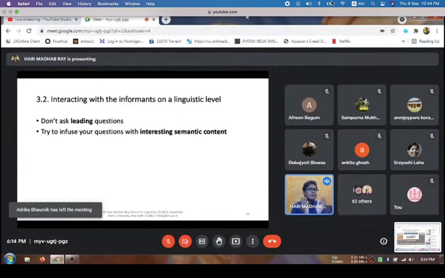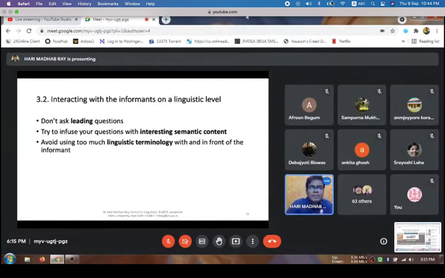Whatever the questions, they should have very good semantic content, the meaning part. Let's say you are in Rajasthan, and you start talking about something which is not there in Rajasthan, and try to frame questions depending on that kind of semantic content. They may not understand it. So try to infuse your questions with interesting semantic content.